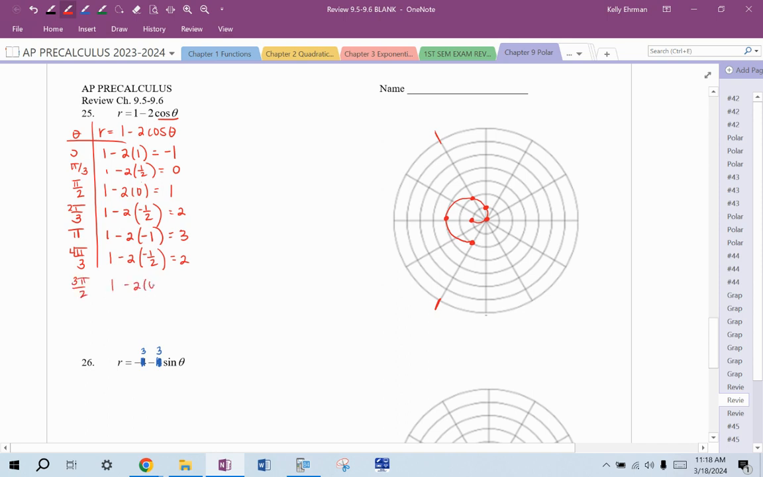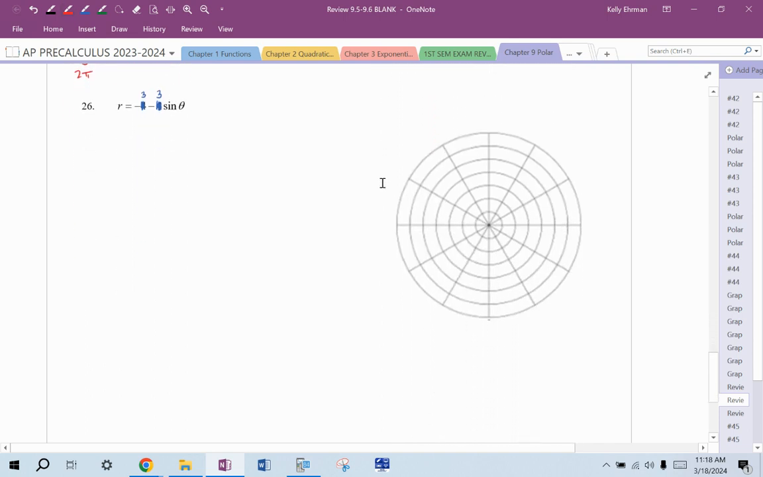1 minus 2 times 0 is 1. Face 3 pi over 2, go forward 1. Again, symmetric. Then you're going to do 5 pi over 3. 1 minus 2 times cosine of 5 pi over 3 is positive 1/2. You're back to 0. Back to 0 like that. And then you're going to end here. If you plug in 2 pi, you're facing 2 pi, you're going backward 1.